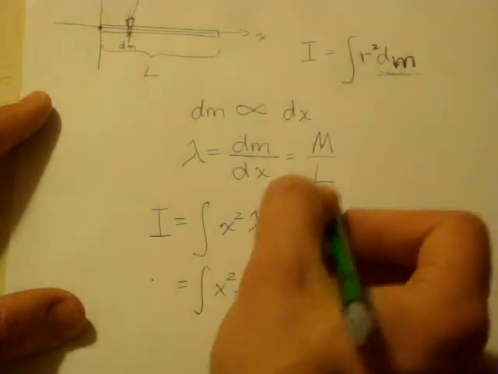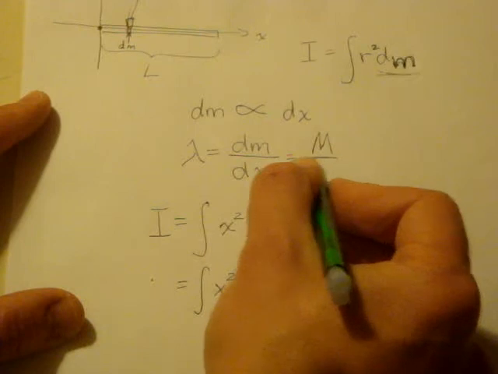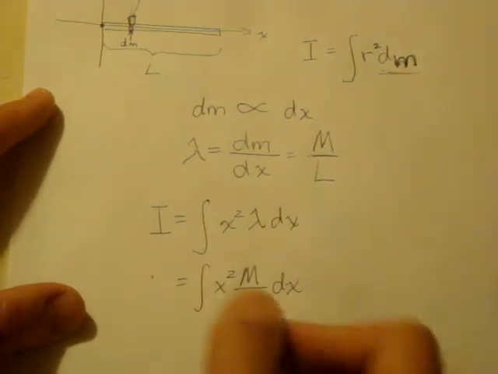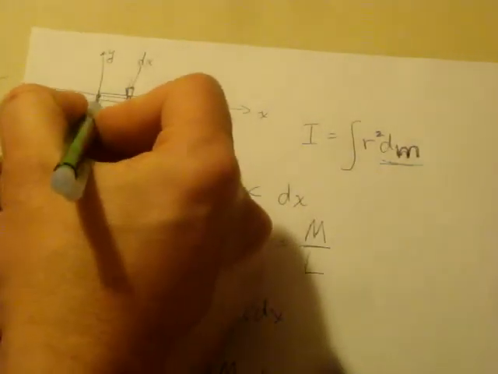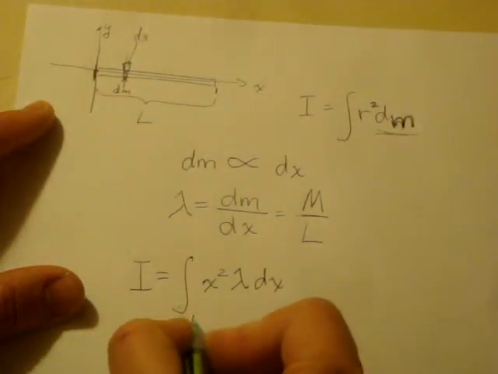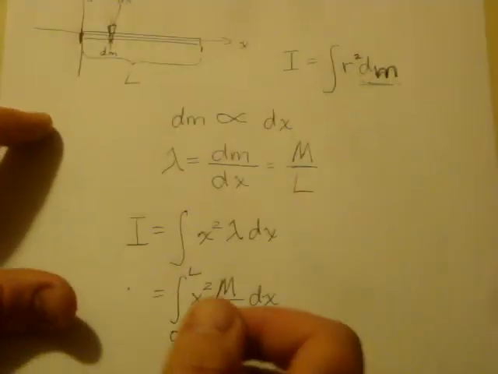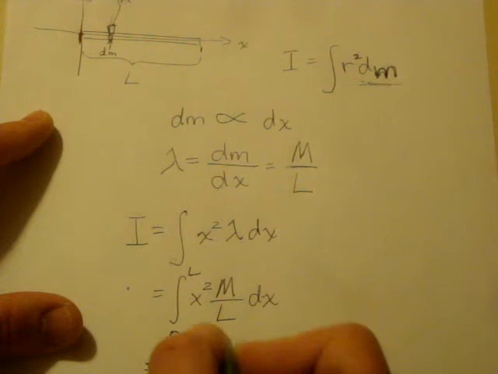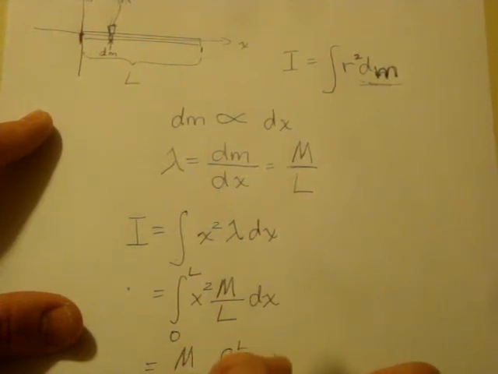So substituting the entire mass of the rod over the length of the rod in for lambda times that dx, and integrating from the limits of integration here, we're going to start at the 0 point, x equals 0, all the way out to x equals L. So 0 to L. Now we evaluate that, we pull our mass and our length out in front, and we're simply integrating from 0 to L x squared dx.